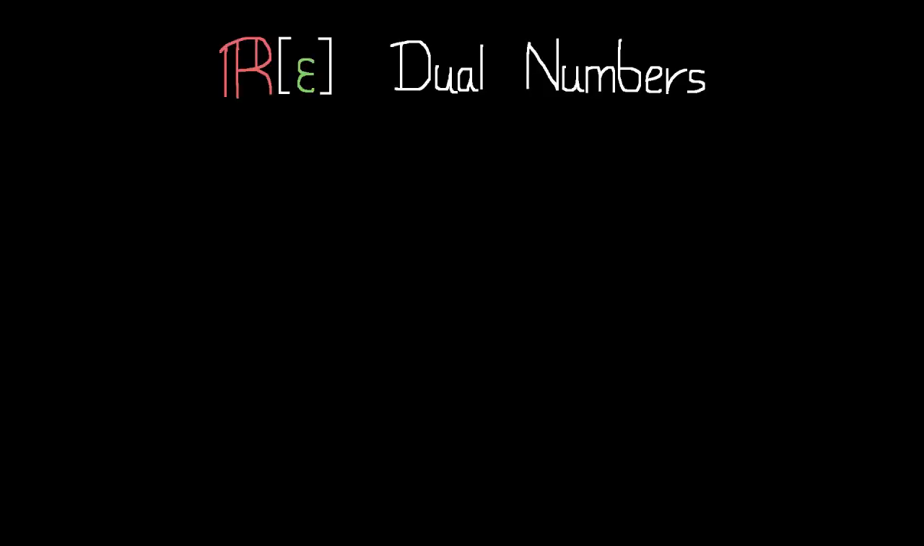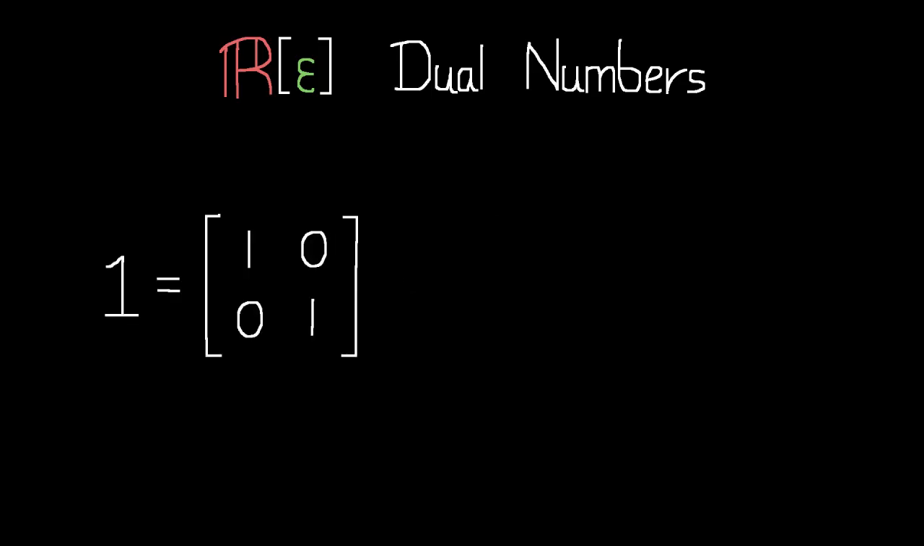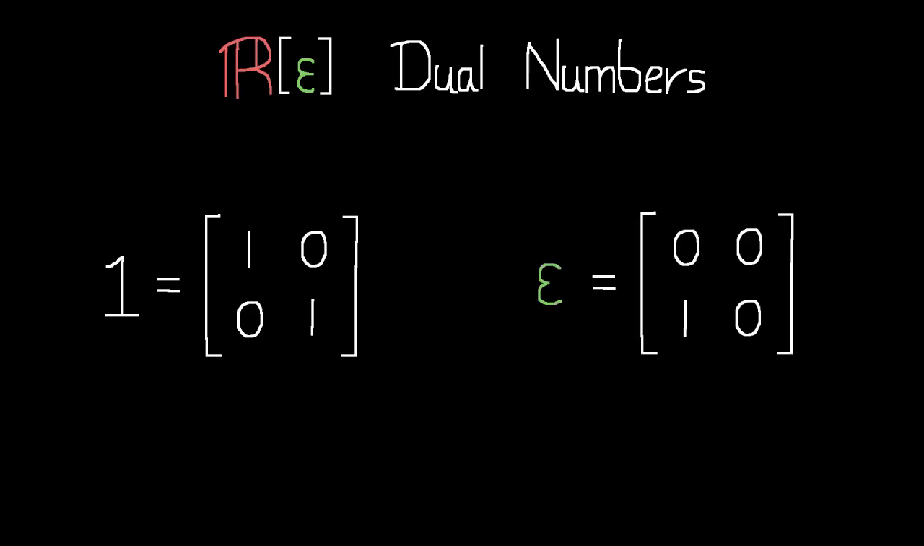For those of you who don't know, the dual numbers are numbers of the form a plus b epsilon, where epsilon squared is equal to 0. There are a handful of ways to construct these numbers, but in my opinion, the most straightforward is to define the dual number version of 1 to be the 2 by 2 identity matrix, and epsilon to be this matrix. The dual numbers are then just linear combinations of 1 and epsilon.